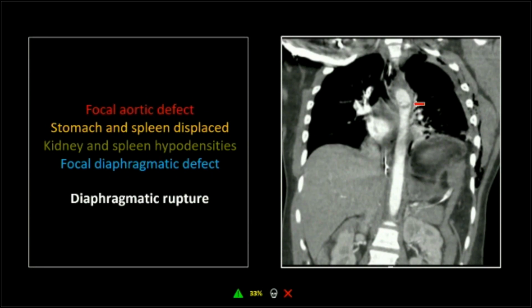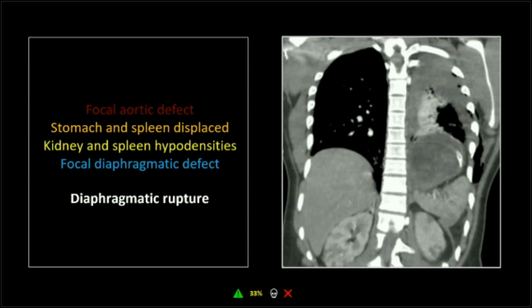And then here are the coronals. You can see the laceration. This is colon and a little bit of stomach up in the left hemithorax, and you can actually see the defect in the left hemidiaphragm, which is nice. You don't always get to see that. Left is much easier to diagnose than right.